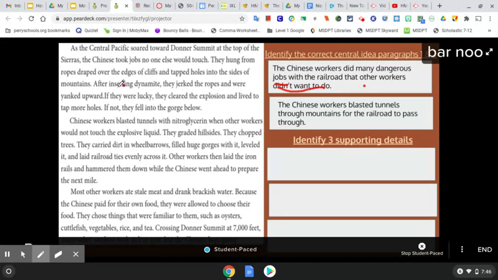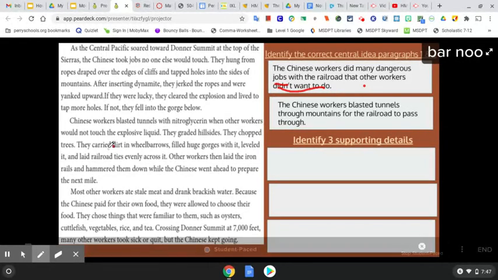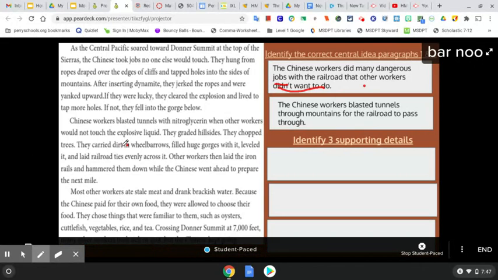They hung from ropes draped over the edges of cliffs and tapped holes into the sides of mountains. After inserting dynamite, they jerked the ropes and were yanked upward. If they were lucky, they cleared the explosion and lived to tap more holes. If not, they fell into the gorge below. Chinese workers blasted tunnels with nitroglycerin when other workers would not touch the explosive liquid. They graded hillsides, they chopped trees, they carried dirt in wheelbarrows and filled huge gorges with it, leveled it, and laid railroad ties evenly across it.